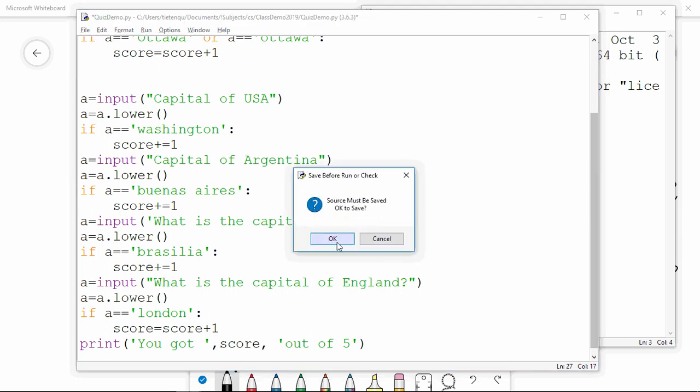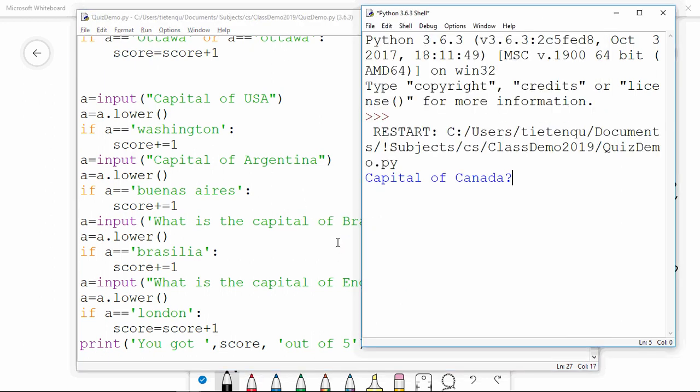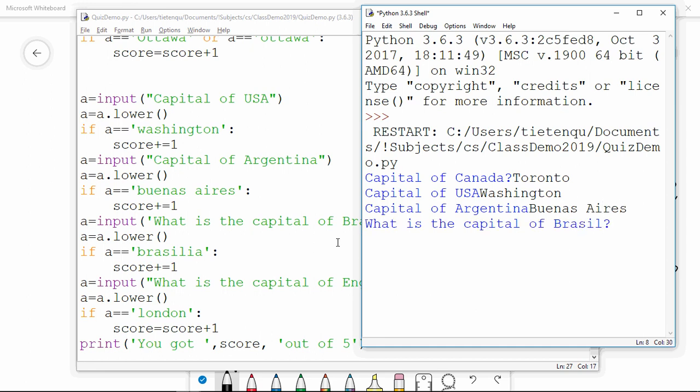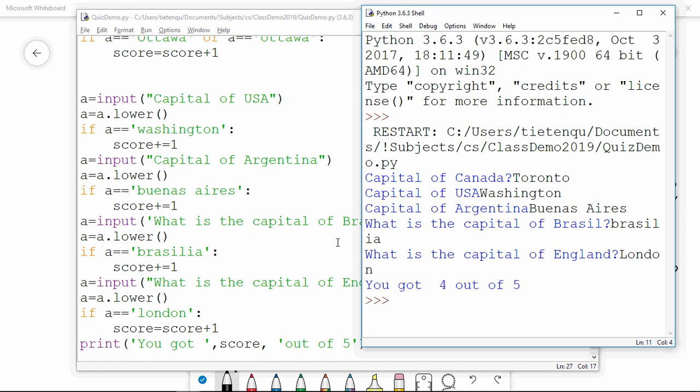All right, here we go. So what is the capital of Canada? Let me get this wrong. I'll call it Toronto. Capital of USA, Washington. And I used a capital there. Capital of Argentina, Buenos Aires. Capital of Brazil, Brasilia. And the capital of England is London. And I got 4 out of 5 because I thought the capital of Canada was Toronto and not Ottawa.